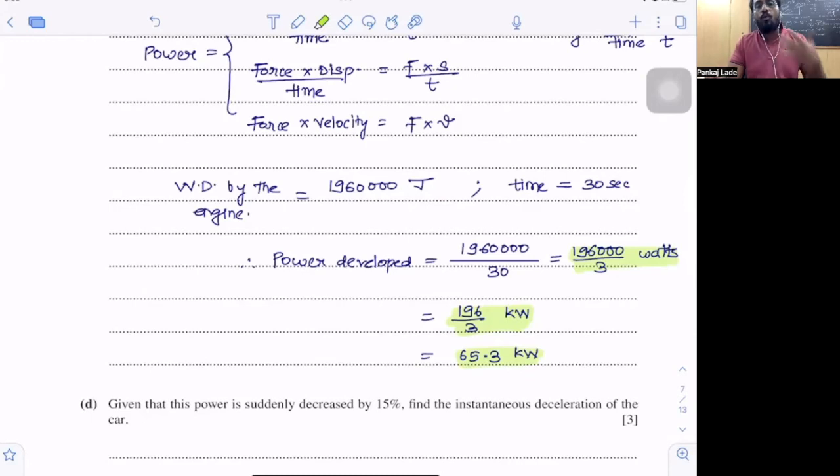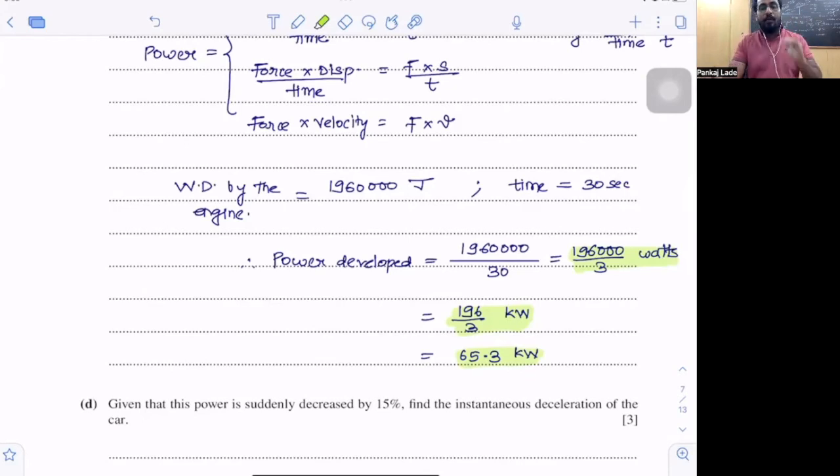In this question, what is asked? You are asked to find the acceleration, deceleration, because the velocity is going to decrease because power has decreased. Power has decreased, so the body is going to decelerate. So you are going to get acceleration in negative value. Okay, so I want to find the acceleration.